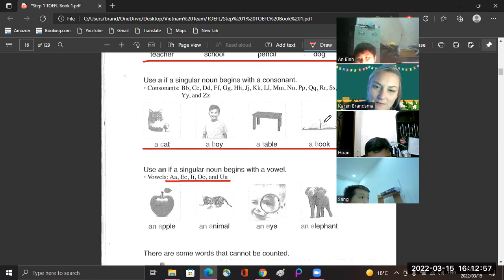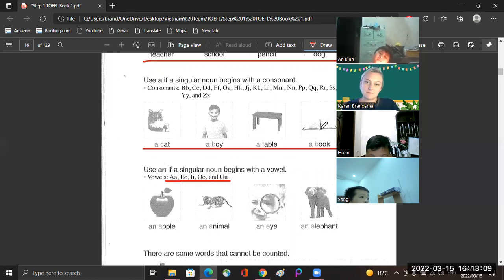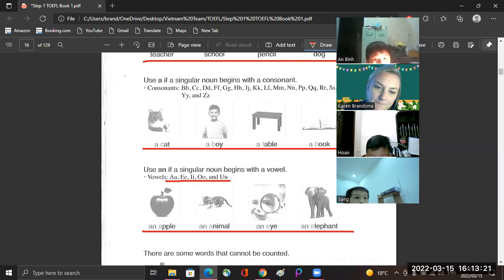A table. A book. Can you read it for me, Hoan? Okay, Bin, we're going to read singular nouns that start with vowels. An apple, an animal, an eye, an elephant. Okay, very good. We can see A, A, E, E.